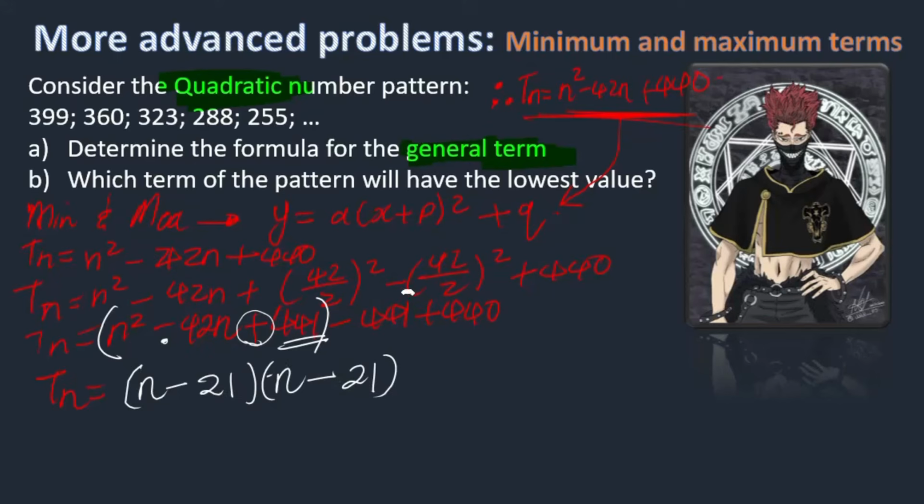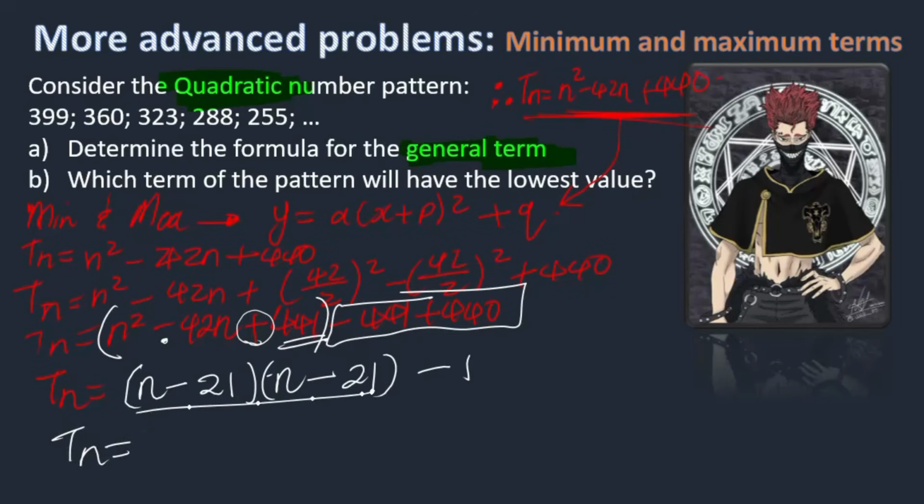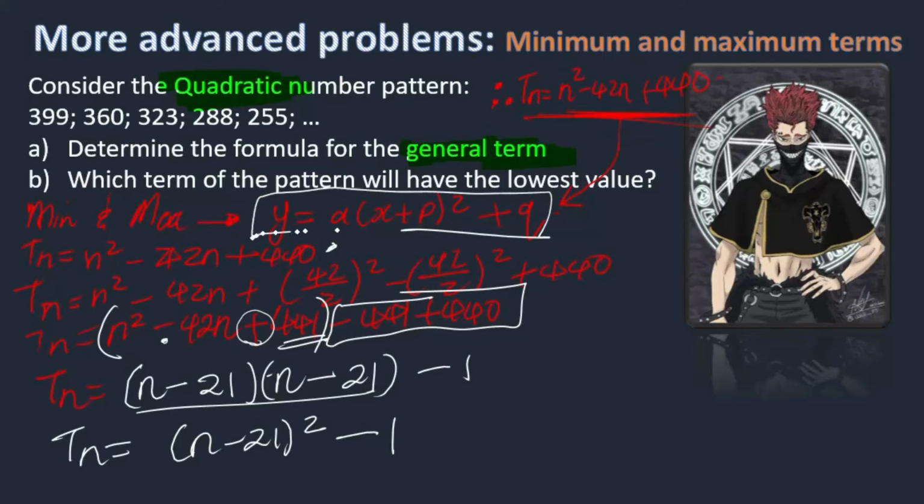Perfect. Then you have this one. Negative 441 plus 440 is what? That's negative 1. Then Tn is equal to, these brackets are the same. You write them, then you square them this way. Would you look at that? Now we converted this equation from this format to the one of completing the square, right?